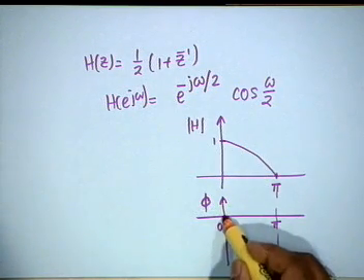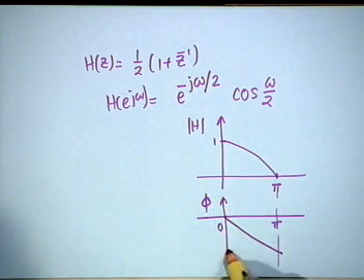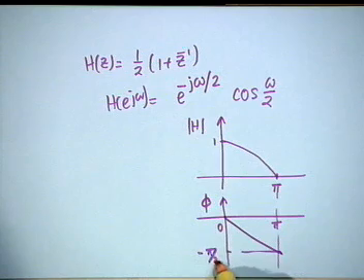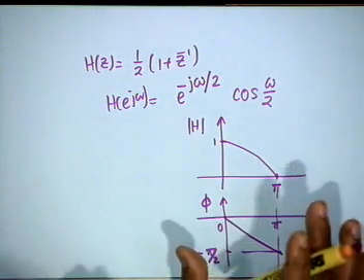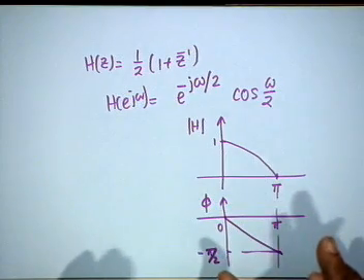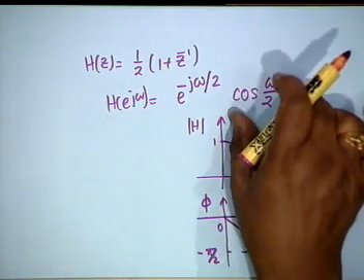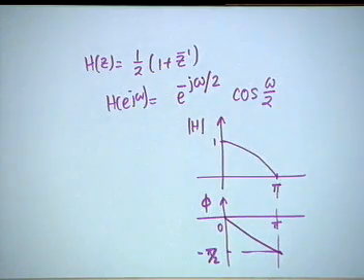So, it starts from 0 and goes to minus pi by 2 at omega equal to pi. It's very simple. In the range of vision, the real quantity does not change sign. So, we are comfortable.